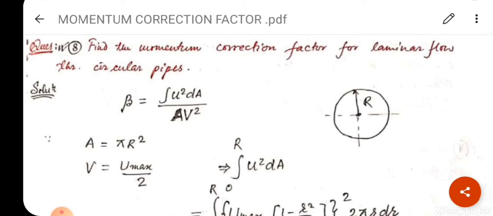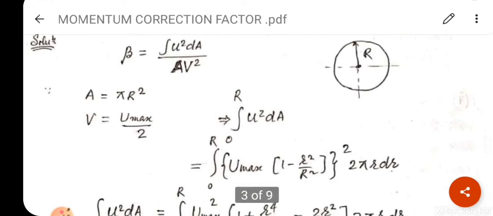This is another equation which I'll explain in another lecture. Here you have to remember this equation only. So putting the value in the equation, the limit is 0 to r because the pipe is varying from 0 to r. So u max is the top velocity, and average velocity will be u max upon 2. Clear? So the integral limit is 0 to r, into u square dA.